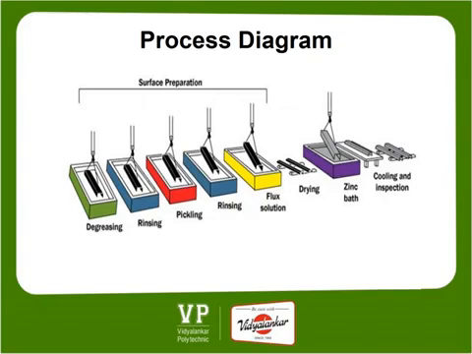You can see the process diagram. The process of galvanization has three main steps. The first step is surface preparation, second step is galvanization, and third step is inspection.